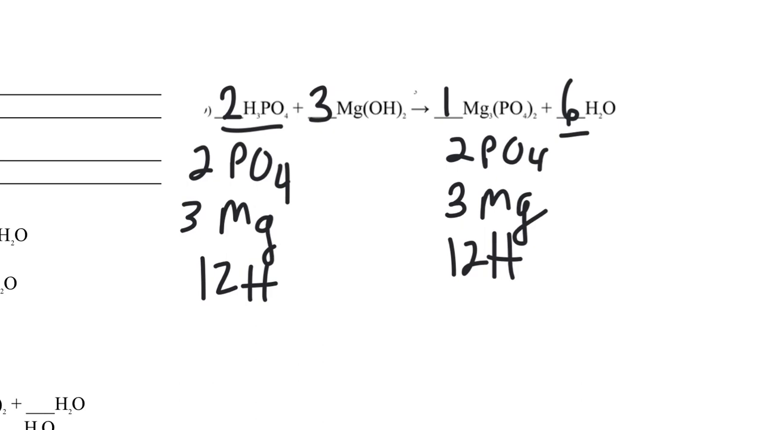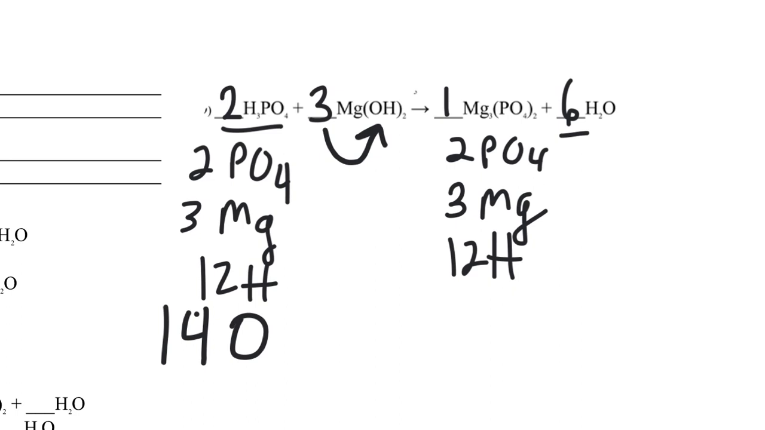On the left-hand side, look at how many oxygens there are. There's 2 times 4, and so that would be 8, plus an additional 3 right there, right? So 8, an additional 6. So there's 8 and 6 is 14. So there are 14 oxygens on the left-hand side.